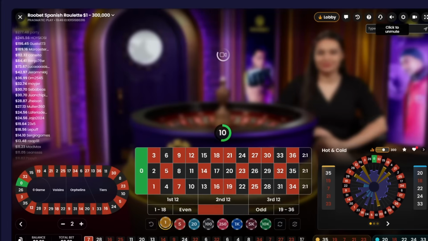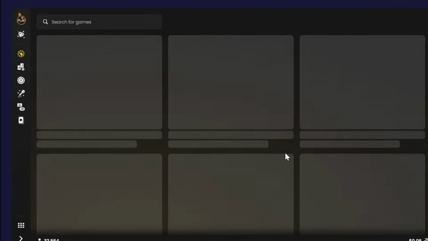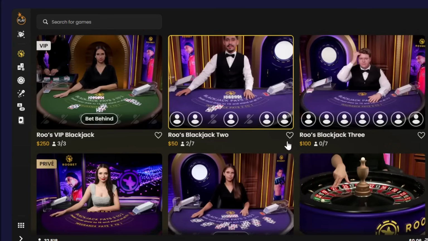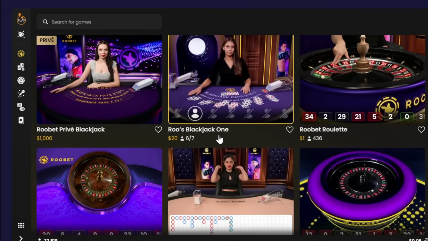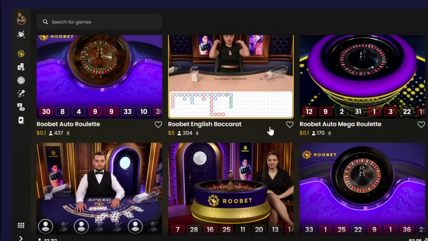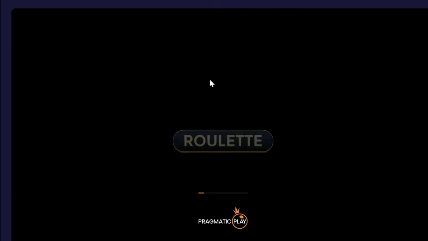Okay, I want to know how many players are there. So I need to go back and see, because they don't really list the number of players inside the table. All right, so here we go. Where was that? Roulette English marker? Okay, well, it was this one. Yeah, 277, guys. 277, okay?